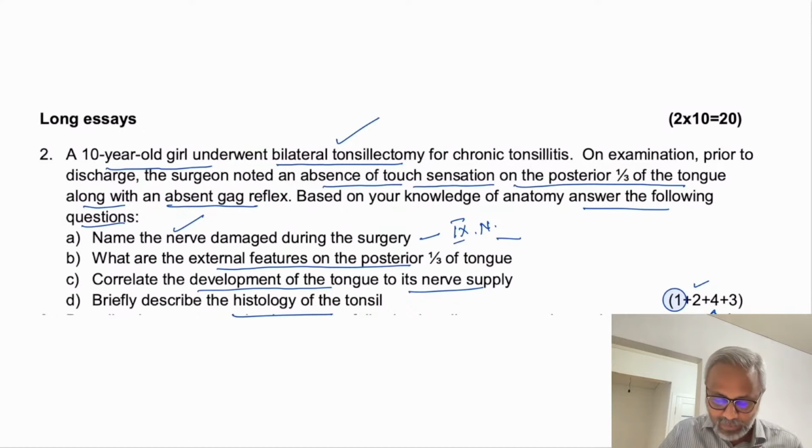Right? Done. This is a question in which the examiner is asking you about the glossopharyngeal nerve based on your knowledge of whether you know the nerve supply of the tongue and the afferent limb of the gag reflex. The examiner is also asking you about the features of the posterior one-third of the tongue, about development of the tongue and its correlation to nerve supply. He's also asking about histology of palatine tonsil. So in one question, he's checking neuro, gross anatomy, histology, embryology, everything.